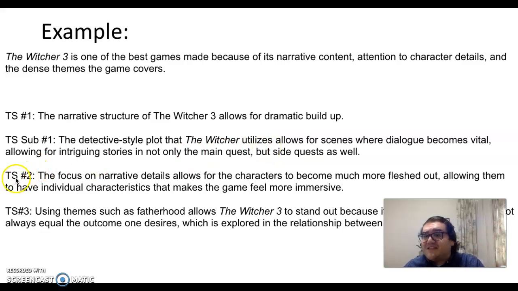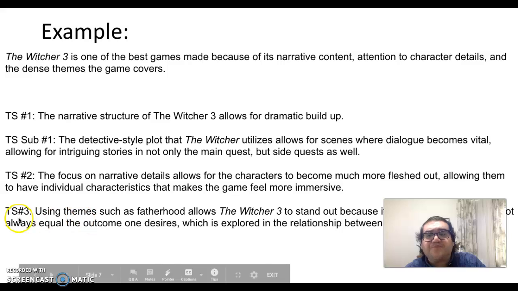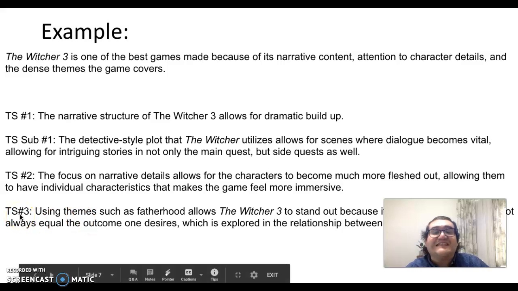Then your next topic sentence number 2, the focus on narrative details allows for the characters to become much more fleshed out, allowing them to have individual characteristics that makes the game feel more immersive. Now, obviously, we're expanding from reason B, and then topic sentence number 3 will be expanding upon reason C.